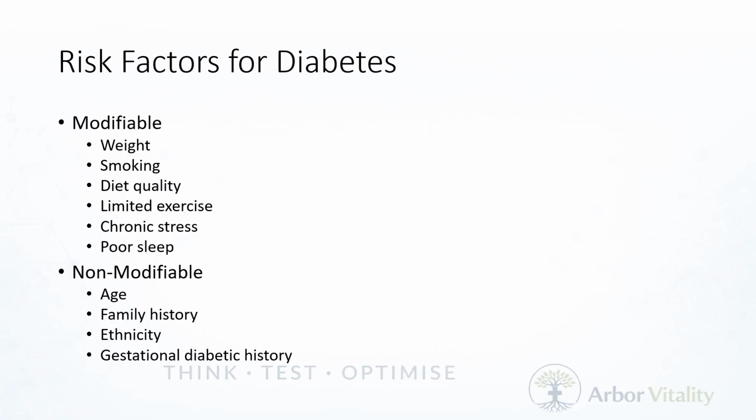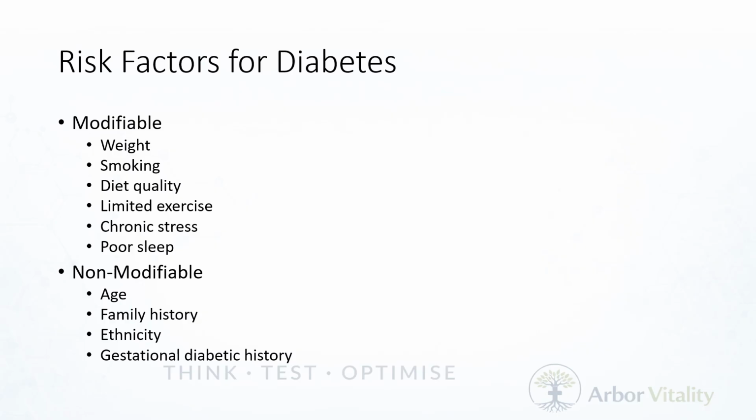Apart from non-modifiable is typically in research and practice, people of African descent tend to have a more pronounced risk for diabetes. Obviously, the older you are, the higher risk becomes just from age-related decline in function. And then those with a strong family history are more likely to also develop diabetes.